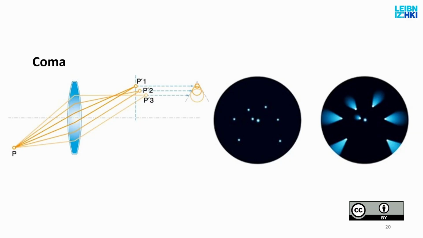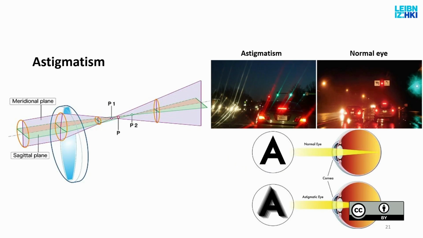So when you see your molecules in the image showing up like that, then you have coma. This is rare in modern microscopy lenses. And finally, astigmatism.